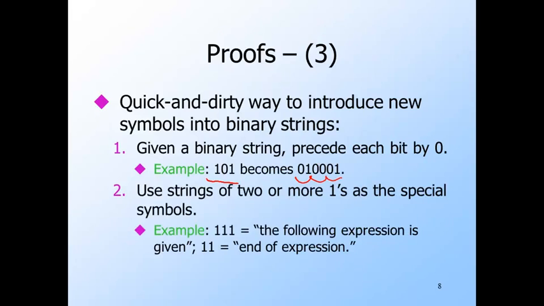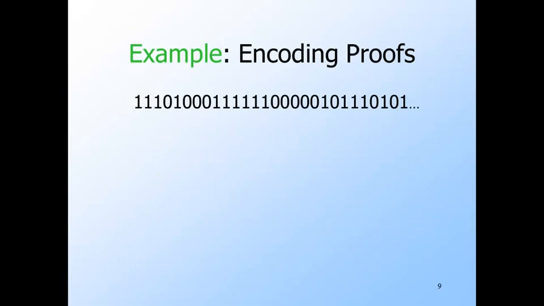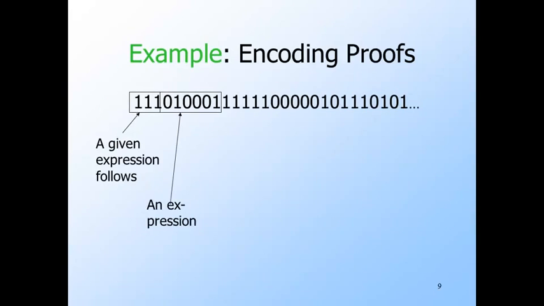For example, we'll use 111 to mark a given expression and 11 as the marker for the end of an expression. Here's an example of what a proof as a binary string could look like. The initial 111 can only mean that the expression to follow is a given expression. Here is the expression itself. It was originally 101, but we expanded it with a 0 in front of each symbol. Of course, 101 is too short to really be an expression, since even one Unicode character takes 16 bits, but let's not worry about that.